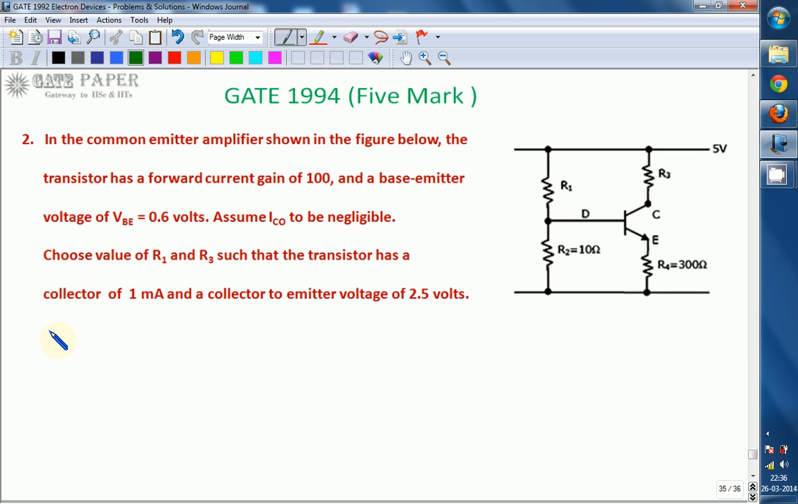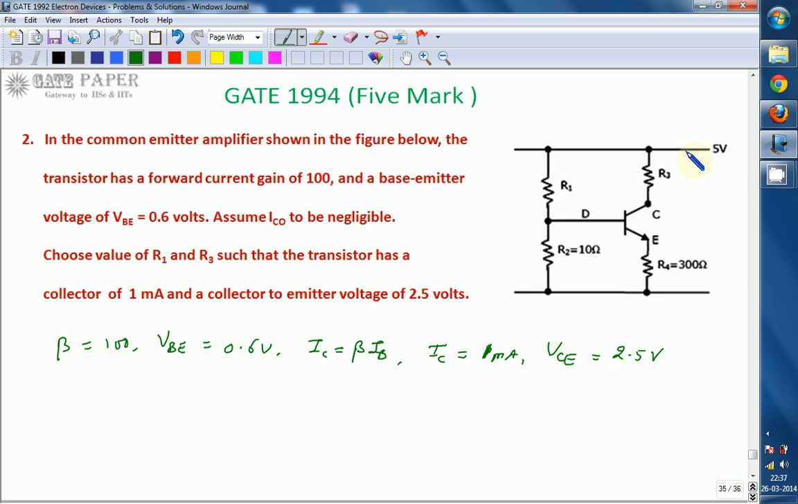So the given information is beta equal to 100 and VBE is 0.6 volts. ICO is neglected, so we can write IC equal to beta times IB. IC is 1 milliampere and VCE is 2.5 volts. Collector to emitter voltage is 2.5 volts, collector current is 1 milliampere. So we are going to calculate R1 and R3 values.